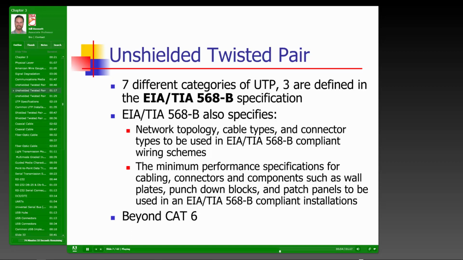If you look at Belden's website or Siemens' website, which are cable manufacturers, you'll see that there is a category 7 specification that they're currently working on. But as you'll see in the table coming up, only categories 3, 5E, and 6 are currently recognized by the EIA-TIA.